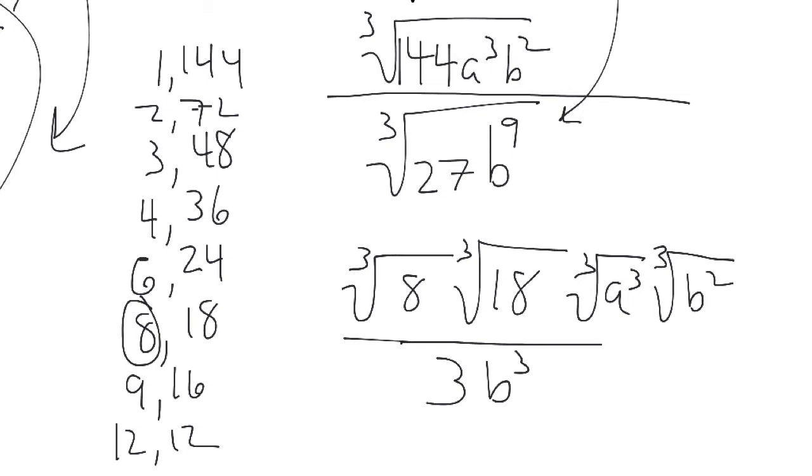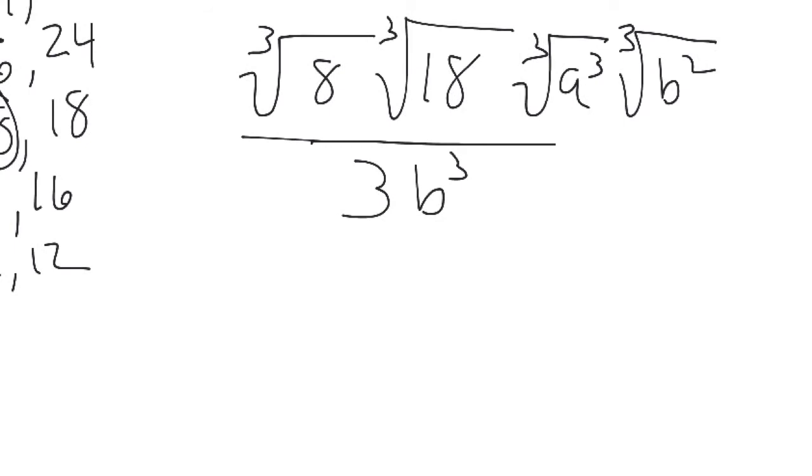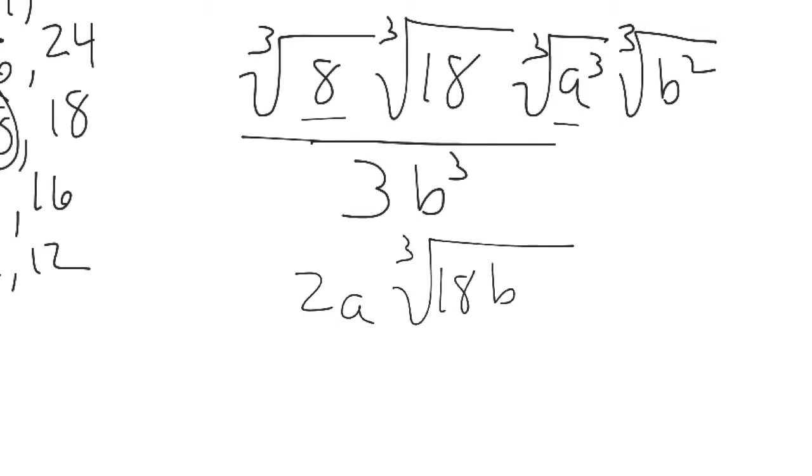Good. Now let's simplify the numerator a little bit. We've arranged the 8 to be here so it could simplify, and the a to be here so it could simplify. So that means we just get 2a, and then cube root of 18, and recombining b's, we get b squared, all over 3b cubed.